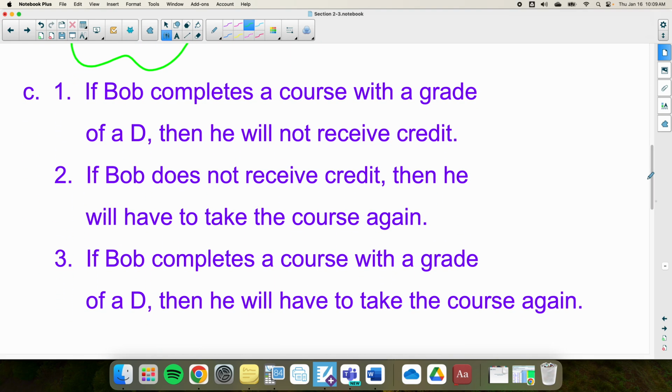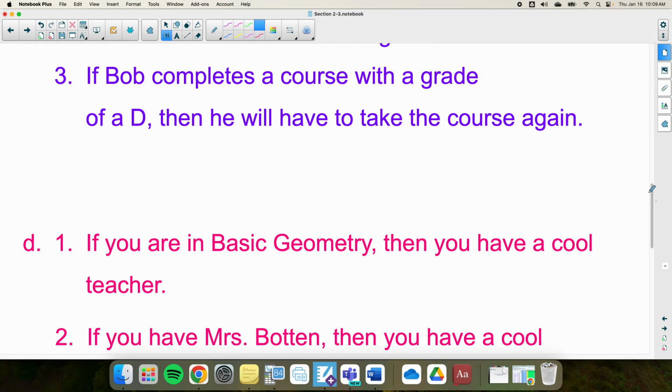Then it says, if Bob completes a course with a grade of a D, then he will not receive credit. If Bob does not receive credit, then he will have to take the course again. So is this and this talking about the same thing? Yes. So we cross that out, and then you still have to check that they brought this down right. And they did. They say if Bob completes a course with a grade of a D, then he will have to take the course again. So that is correct. Okay?